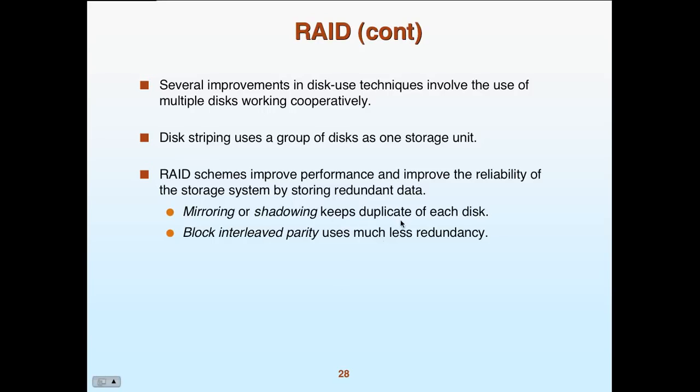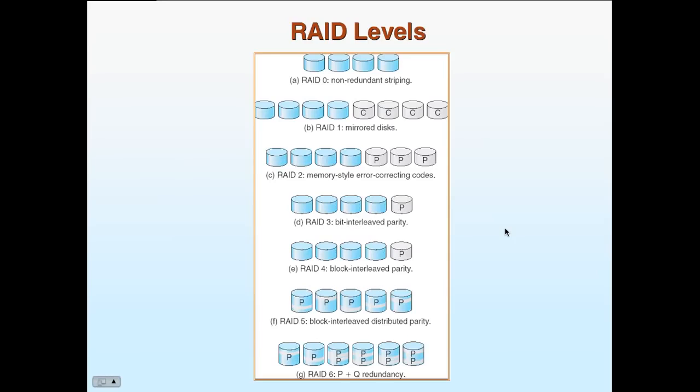So mirroring or shadowing keeps duplicates of each one of the disks. Block interleaving parity uses far less redundancy. It depends on what you're trying to achieve as to what type of RAID technique or what level you're going to implement. At level 0, we have no redundant striping going on. We just have a bunch of disks loaded here. At level 1, we can have each one of them mirrored, which means for each one of the hard drives, we have another hard drive that is taking a copy of it and storing it. Why? Because if we lose the original, we've got the copy. We can load it back onto the original.